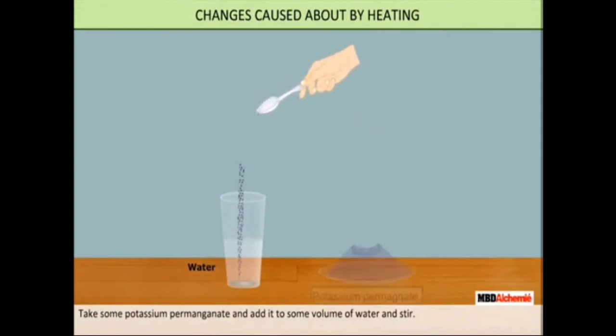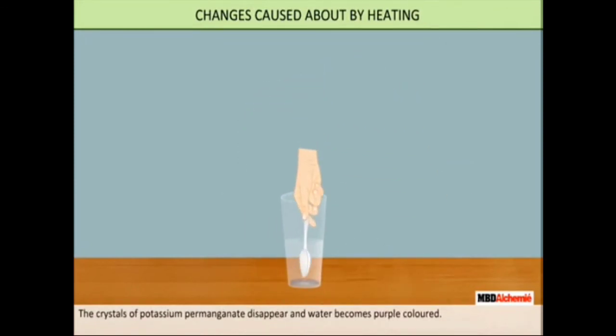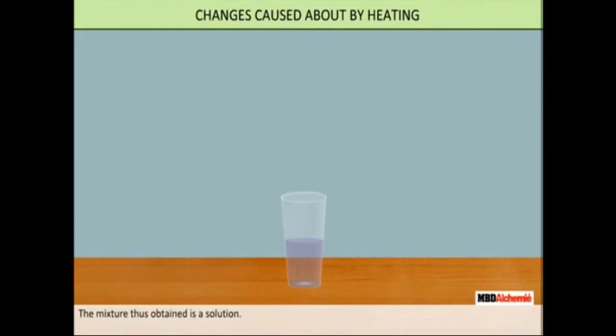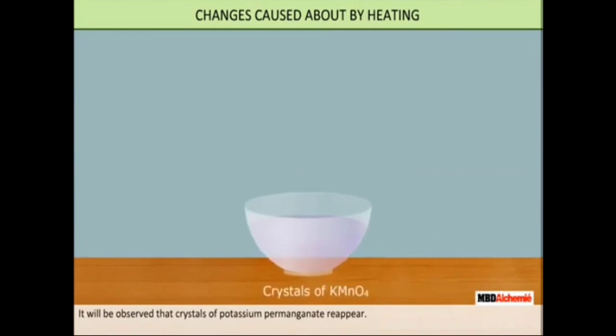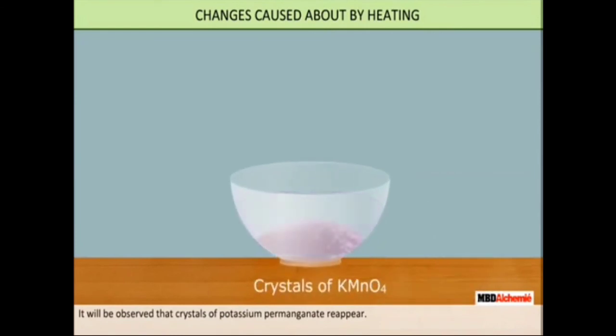And the last one, take some potassium permanganate and add it to water and stir it till it becomes purple in color. Now the crystals of potassium permanganate are no longer seen. The mixture thus obtained is a solution. Heat the solution till the vapors come out and let it dry. You can see the potassium permanganate crystals reappear. So this is a reversible change, right?